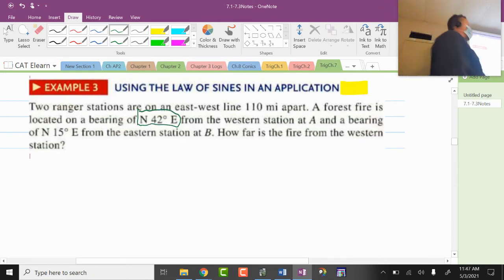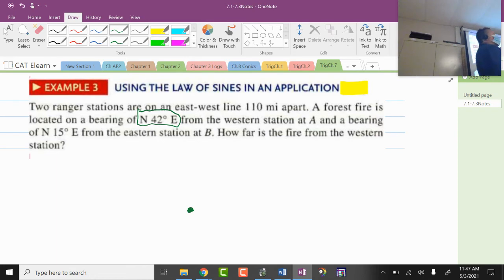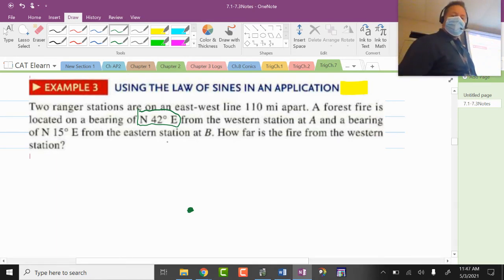What does it mean to be north 42 east? First of all, that means you're traveling somewhere or you're looking somewhere. So here's the point that you started from, and you traveled, or you're looking to something that's north 42 east. Put this at the top of your page, north 42 east. What does that look like? Just to remind you.